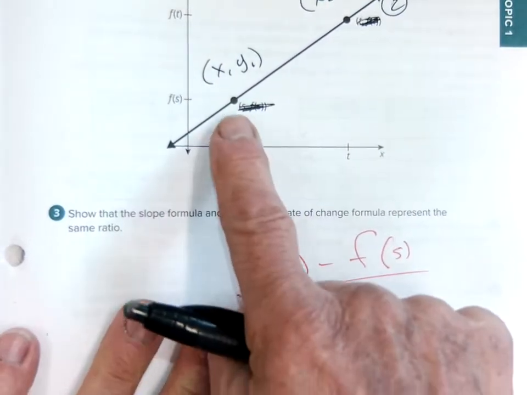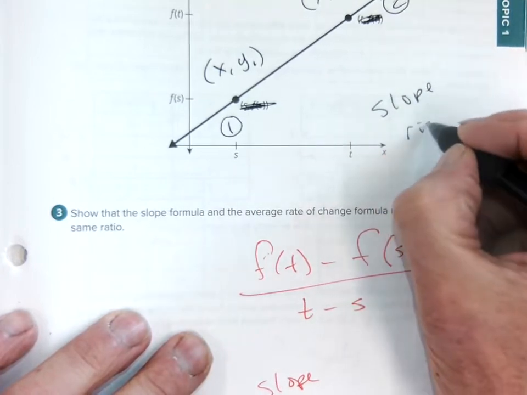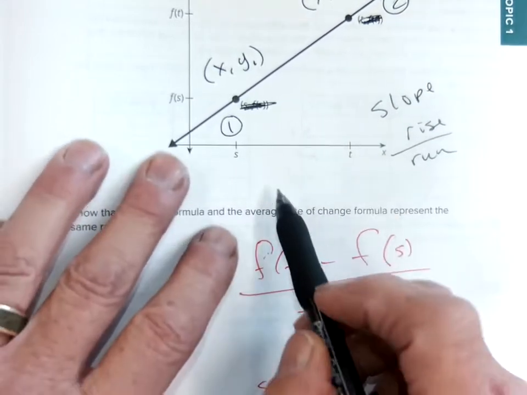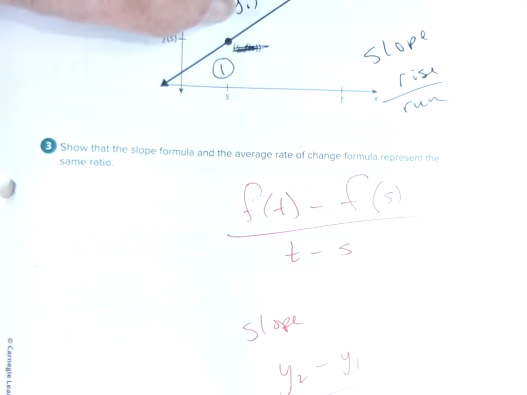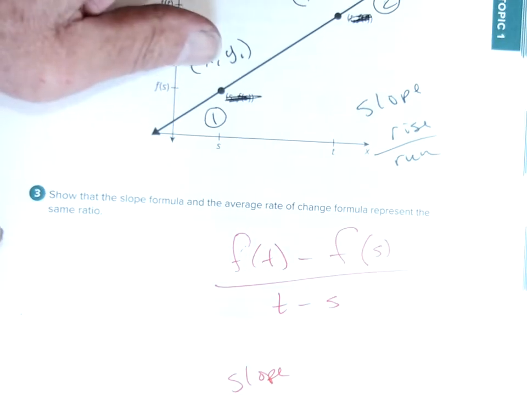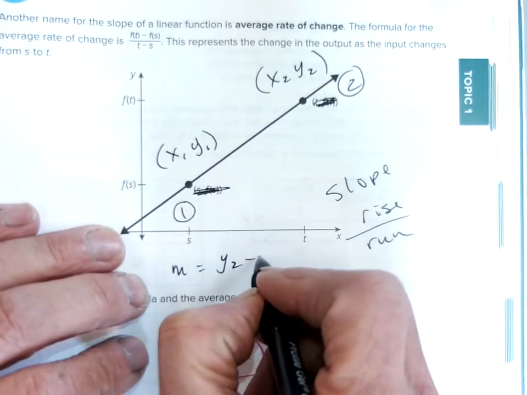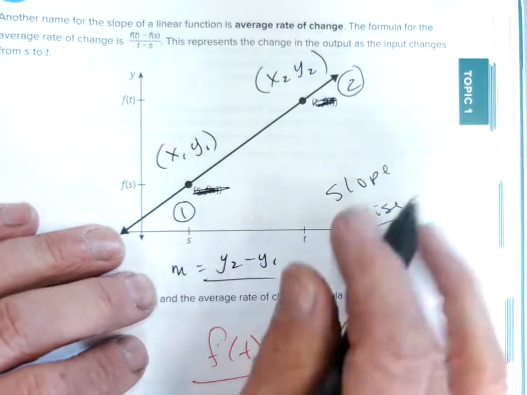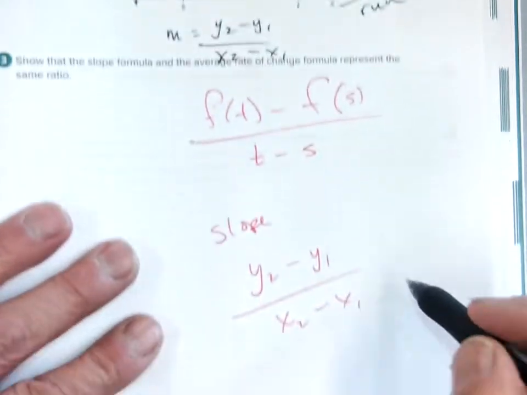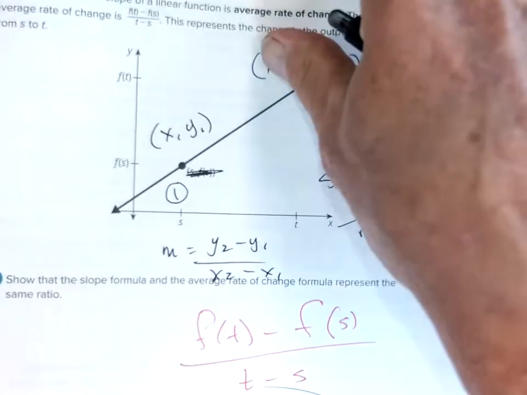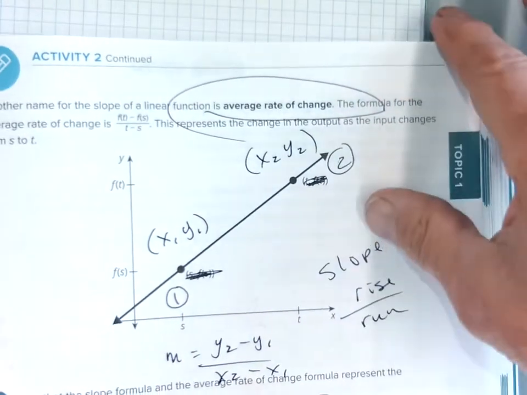So the slope is rise. We know slope is rise over run. So it's going to be up and over, which is the difference between my y values. So we know that our slope formula is m equals y2 minus y1 over our run, which is our difference in our x's, x2 minus x1. Okay, so there's our slope formula, and hopefully we have that in notes. We've talked about that before. It's also called the average rate of change. So slope, average rate of change, same thing.